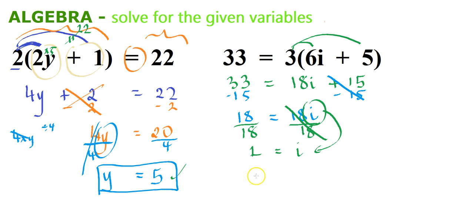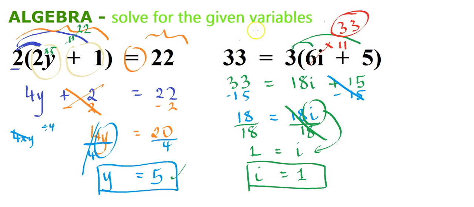Now, formatting wise, we really should have the variable on the left and its value on the right, so i equals 1. Let's just check to see that that is correct. So 6 times 1 is 6, plus 5 is 11. 3 times 11 is 33, so the right-hand side is worth 33, the left-hand side is worth 33, so i equals 1 must be correct.